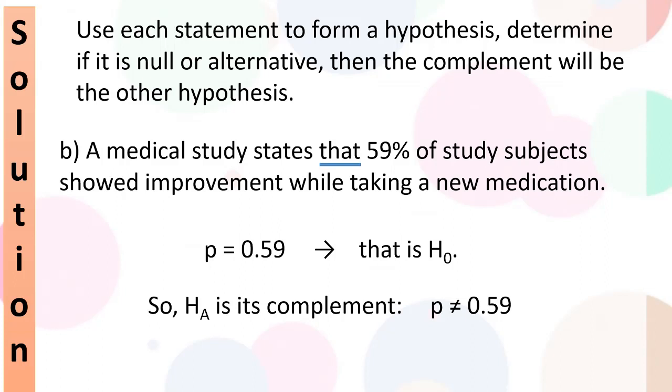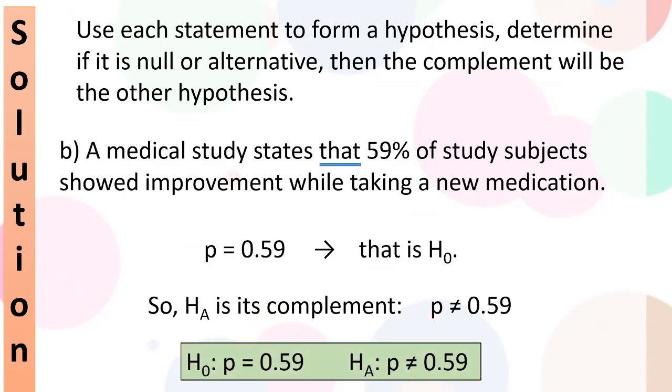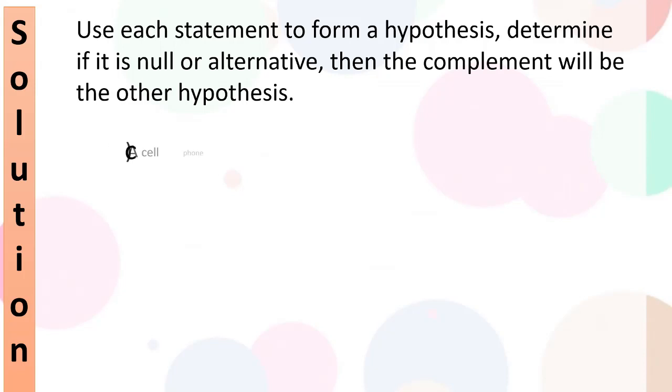So my two hypotheses: the null hypothesis is P equals 0.59, and the alternative hypothesis is P not equal to 0.59. How about part C? That's the cell phone company problem.